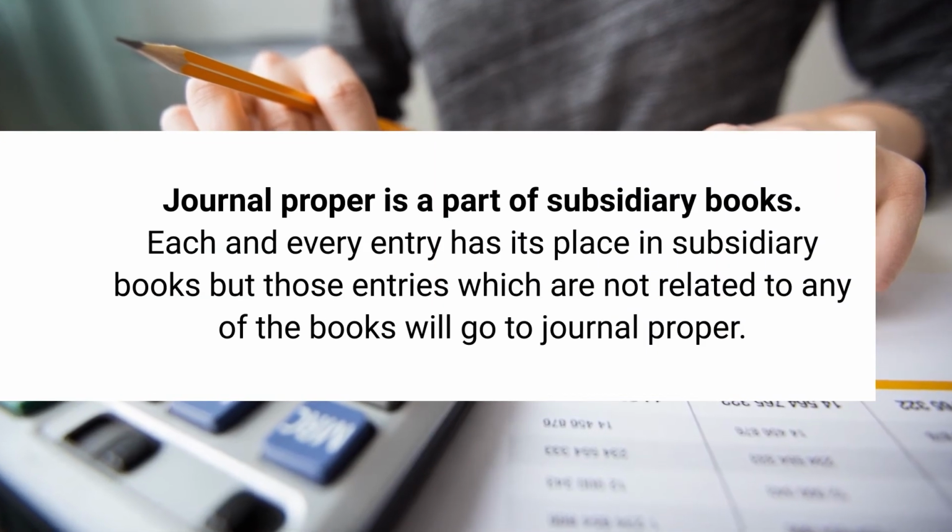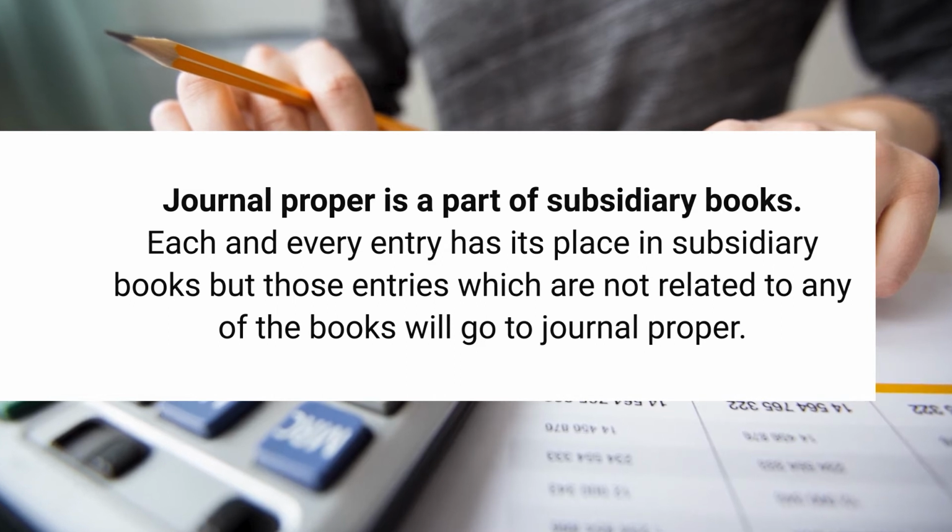So, any transactions which were not recorded in the subsidiary books, so transactions which do not find any place in the subsidiary books will now be recorded in the journal proper. So, let us see what journal proper is all about. Journal proper is a part of subsidiary books. Each and every entry has its place in subsidiary books, but those entries which are not related to any of the above discussed books will go to the journal proper.